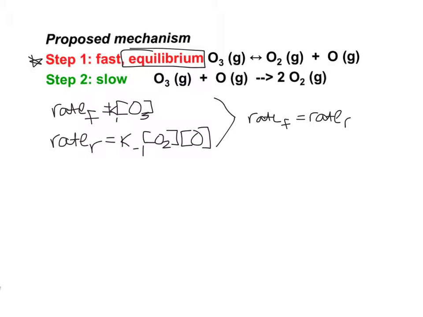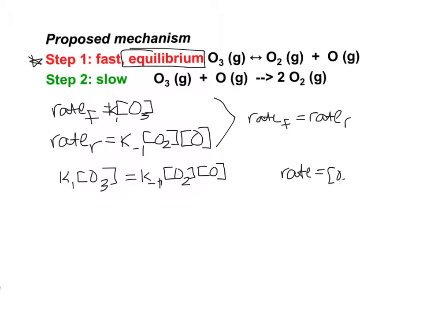So what I can do is set these 2 terms equal to each other. So I'll have K1 O3 equal to K negative 1 O2 and O. Now again, what I'm trying to do is get O by itself. Because if you remember, the rate law that we had, strictly from the slow step, was rate equals K, O3, and then O. That's horrible. I need to get rid of that.